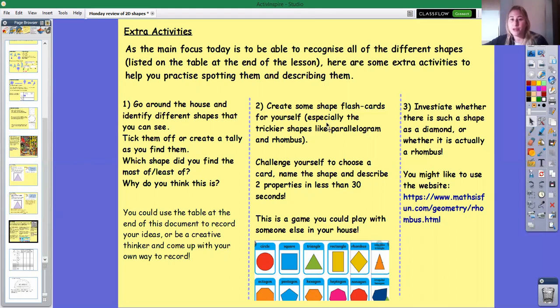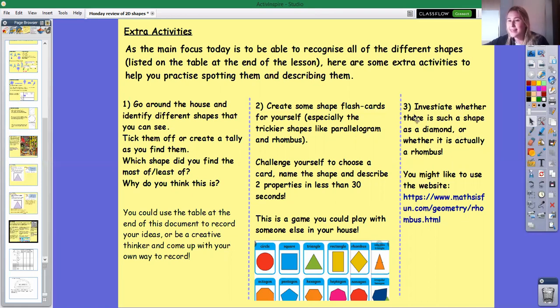Also, you could create some shape flashcards for yourself, or maybe even for someone younger than you. You could do this with a brother or sister, like I said before, especially the trickier shapes like parallelograms, rhombuses, isosceles triangles. Push yourselves, guys. If you know a square, maybe don't create a card for a square. Maybe focus on those ones that are tricky. You could challenge yourself to choose a card and name the shape and see if you can describe 2 properties of that shape in less than 30 seconds, or give yourself some other time limits.